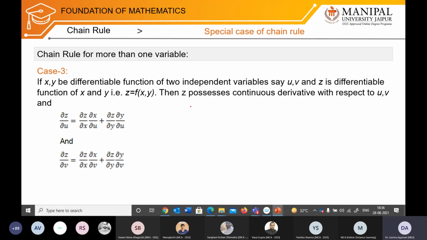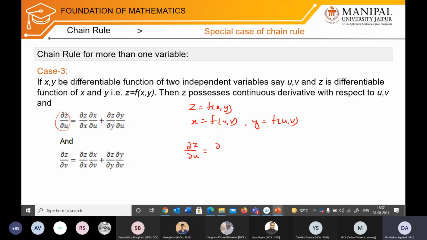Let's say z is a function of x and y, then x is a function of u and v, and y is also a function of u and v, right? And then we need to find the derivative. So the left hand side will now be partial differentiation. In the previous rules, the left hand side is total differentiation, but now here it is partial: del z by del u, del z by del v, right? Del z by del u.